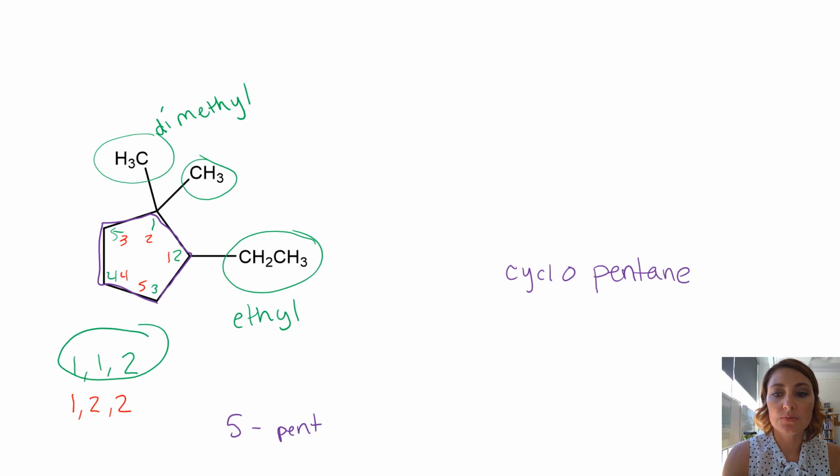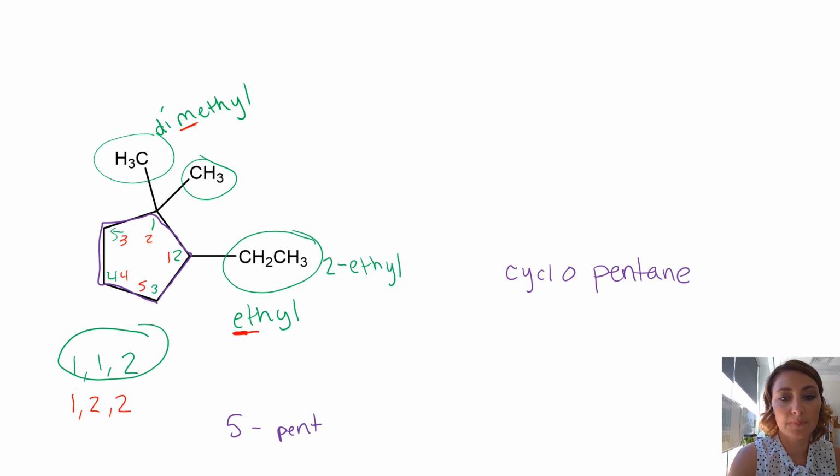When I put these into the name, it is alphabetical, so we go alphabetical by the first letter of the branch. So we would say M, even though there's a di in front of it, you kind of ignore the di and you go by the first letter of the branch name. So we have ethyl, E, or methyl, M. Ethyl comes first in the alphabet, so I'm going to start by numbering this, in the 2 position, 2-ethyl. And then I have to state the number for each of my methyl groups, even though they're on the same carbon. So this is going to be 1,1-dimethyl, and this isn't going to fit: cyclopentane.